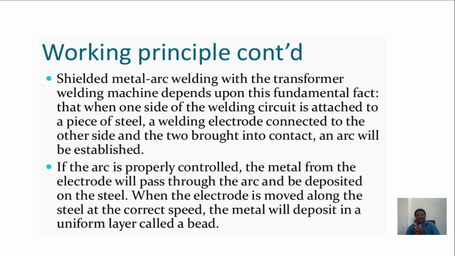When an electrode is moved along the steel at the correct speed, the metal will deposit uniformly and is called a bead, as I said. The electrode gets melted and moves up to the electrode holder. When it melts, it forms a layer, the arc is formed, and that is the sense of beads.